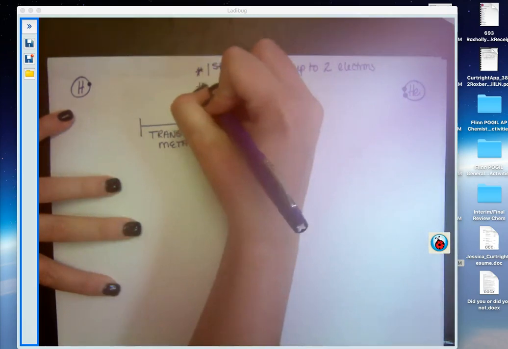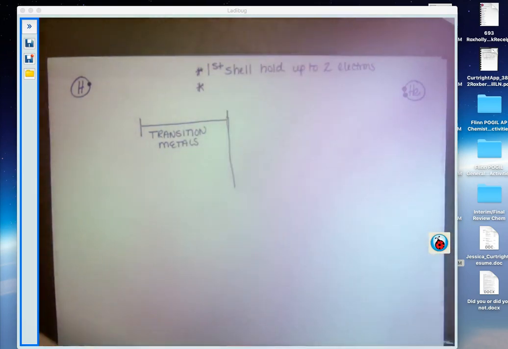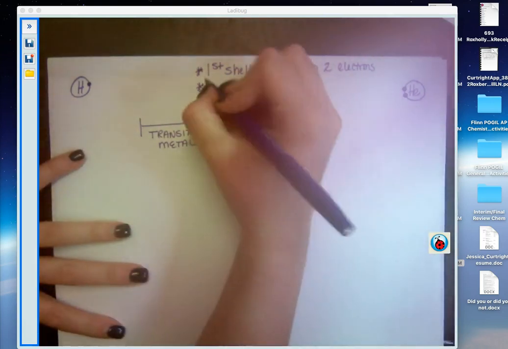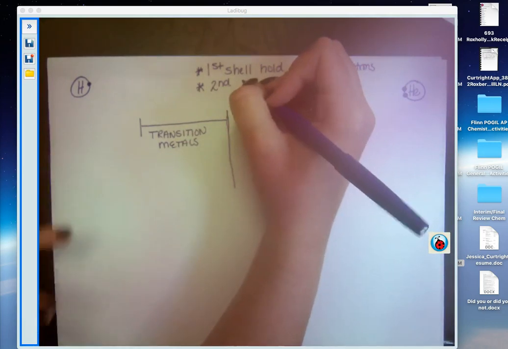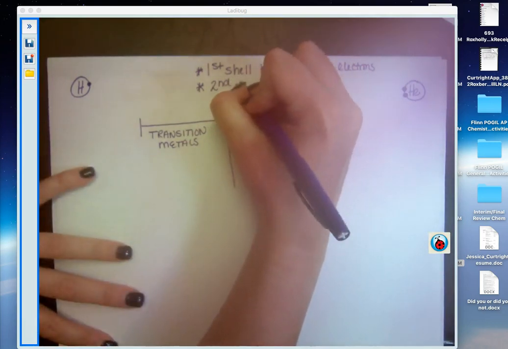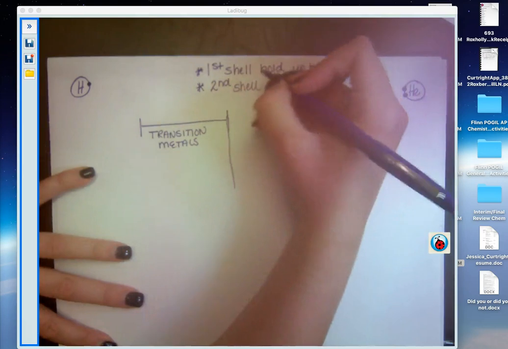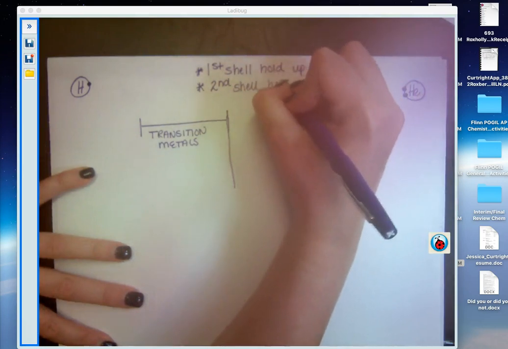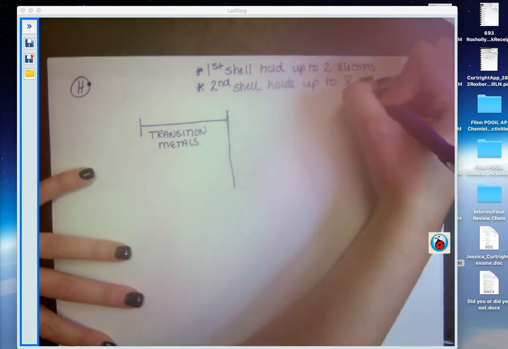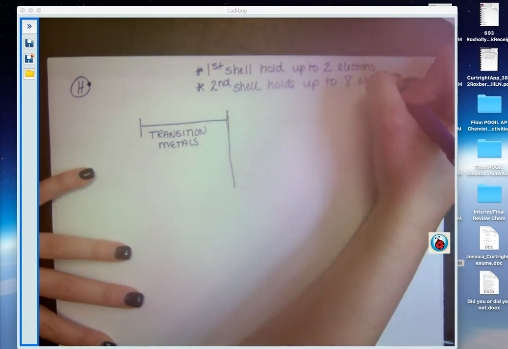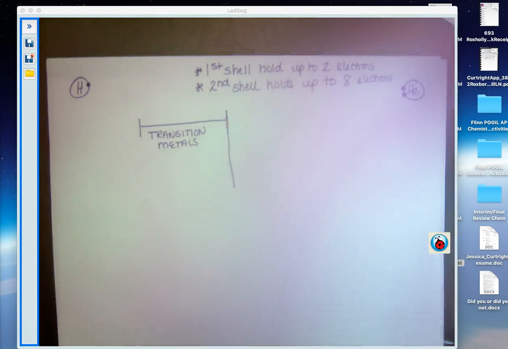The other shells, and for right now, we're going to do everything with the number 8. Later on in the year, we might adjust that a little bit. But for right now, the second shell, and as far as you're concerned, every subsequent shell, so every shell after that, holds 8. So for right now, the second shell holds up to 8 electrons. And always remember the phrase 8 is great. That's the phrase we need to stick with for right now.